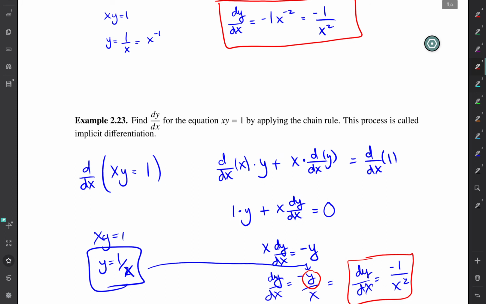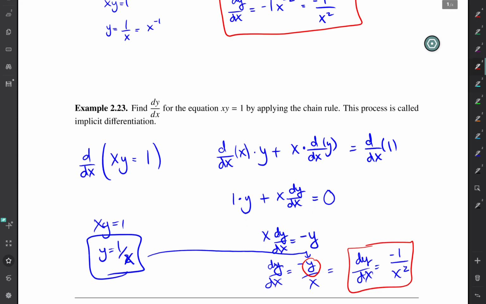And now in this example, it was actually more work to find the derivative implicitly. But in the next few examples, you'll see that it's usually much faster if you use implicit differentiation than trying to solve for y.